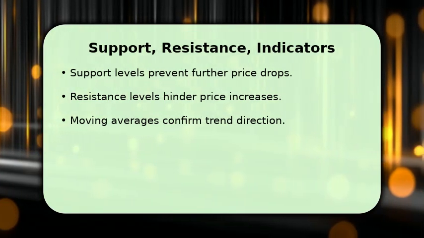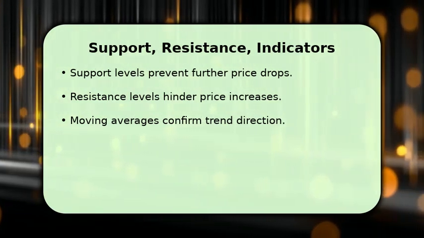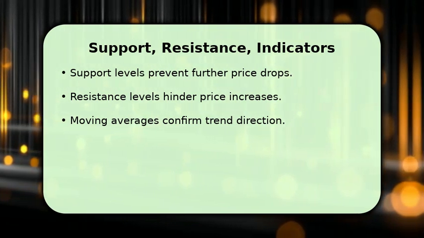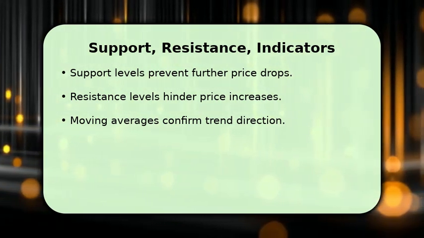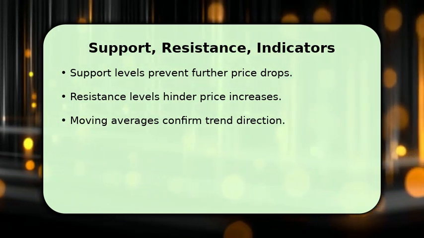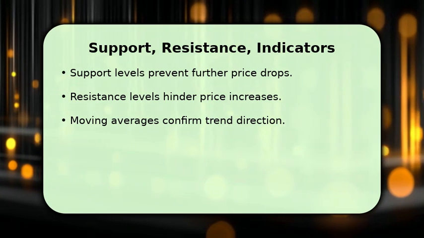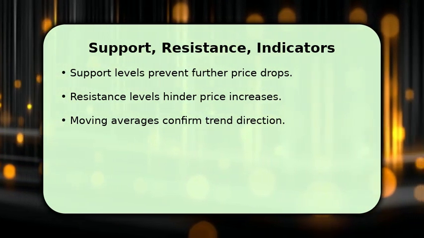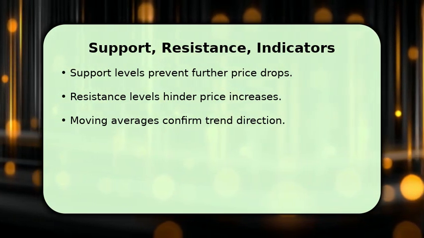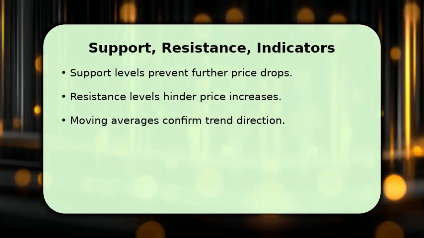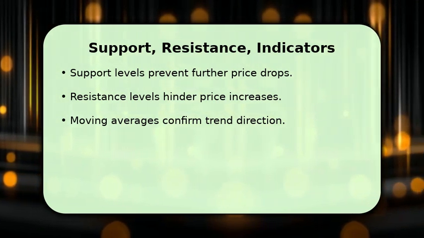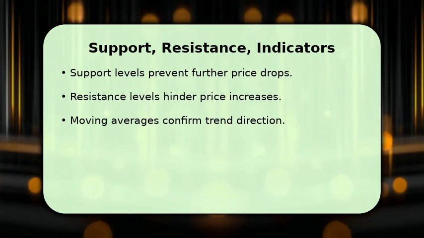Next, let's explore support and resistance levels, which are critical for identifying potential turning points. Support is a price level where a downtrend can pause due to demand, while resistance is where an uptrend might pause due to selling pressure. We'll also look at popular indicators like moving averages. These tools help confirm trends, identify momentum, and provide signals for entry or exit points. Combining these elements gives you a comprehensive view of market dynamics.